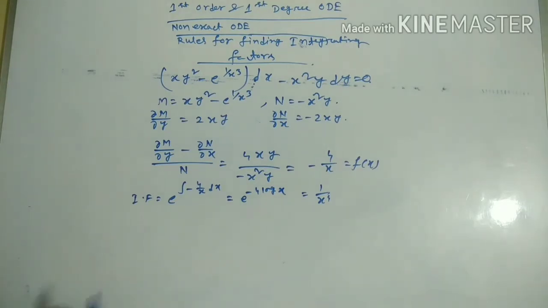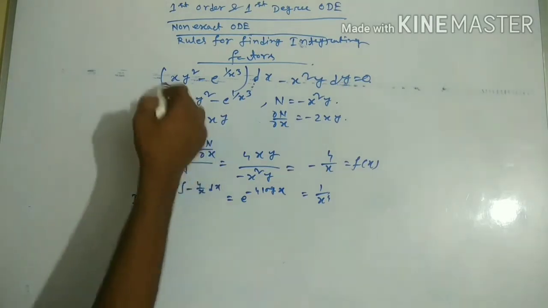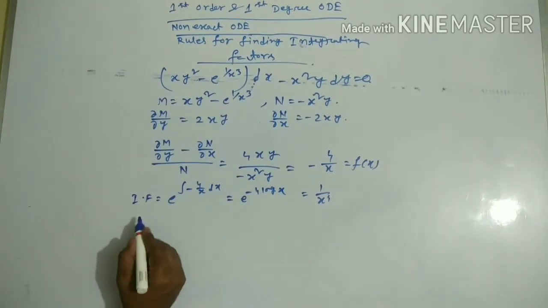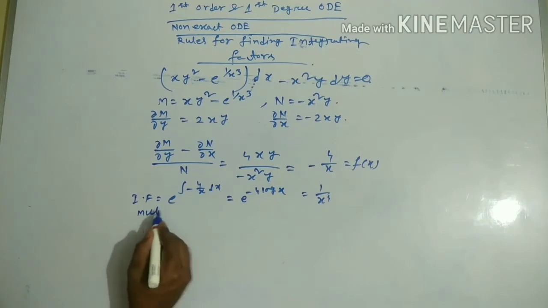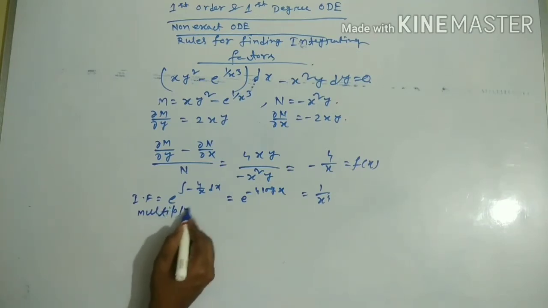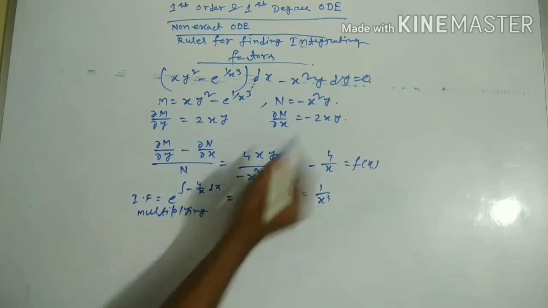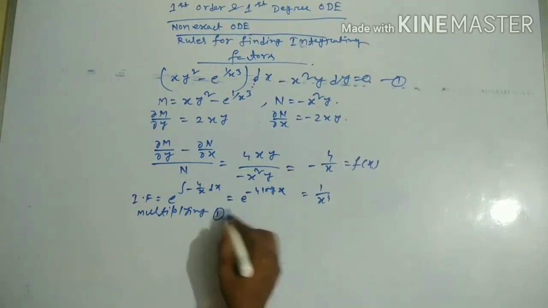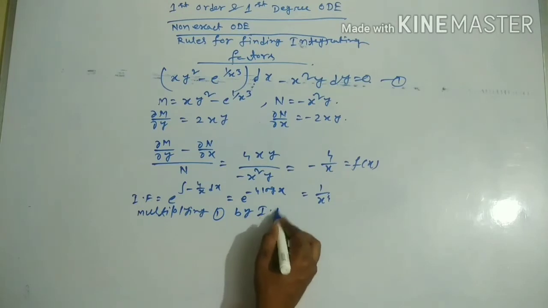Now I will multiply the given ODE by this integrating factor. I am numbering this as 1, so multiplying 1 by the integrating factor.